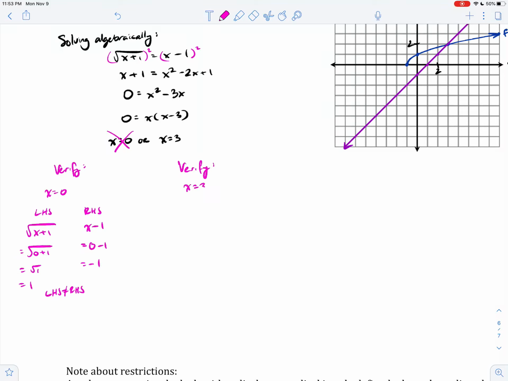Let's check the other one. Could x be 3? Our left side is the root of x plus 1, which is the root of 3 plus 1, which is the root of 4. Why, that's equal to 2. Your right-hand side is straight up x minus 1, which is 3 minus 1 for this particular answer, and that's 2. So the left side does equal the right side. That one is the correct answer.